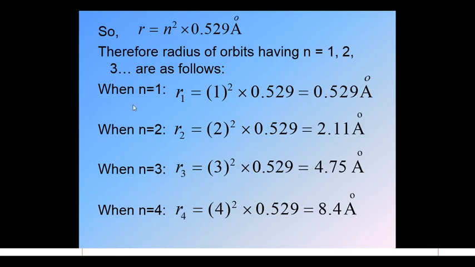See, here you can see the values of the several radii of orbits. When n is equal to 1, R1 is 0.53 angstrom, that is the Bohr radius, the minimum distance of the electron from the nucleus. For n equal to 2, you have R2. For n equal to 3, you have R3. And for n equal to 4, you will get the radius of the orbit of an electron in the n equal to 4 shell.